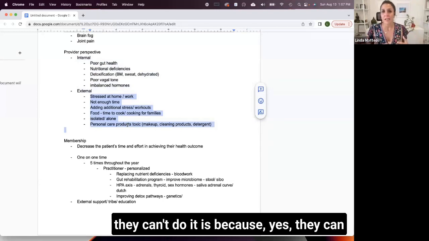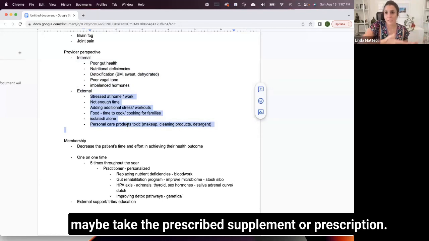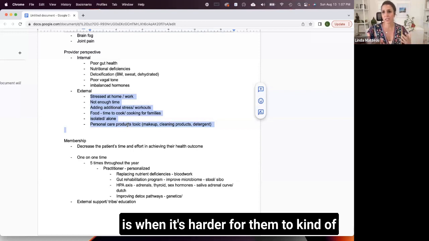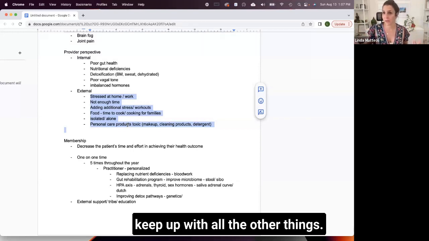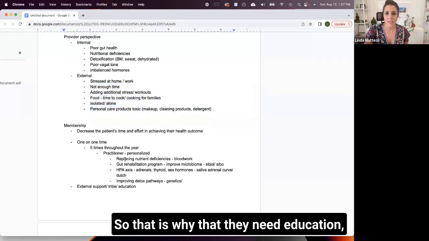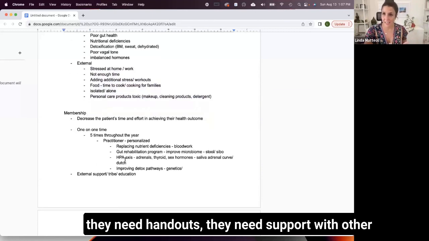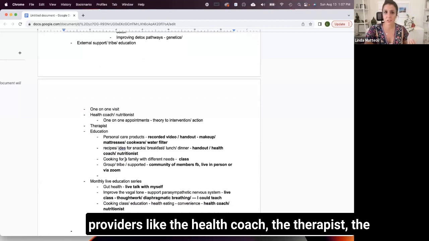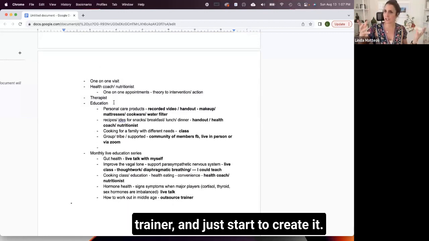that are frankly the reason why some patients might quit or feel like they can't do it, is because yes, they can maybe take the prescribed supplement or prescription, but when they go back to their life, that is when it's harder for them to kind of keep up with all the other things. So that is why they need education, they need handouts, they need support with other providers like the health coach, the therapist, the trainer, and just start to create it.